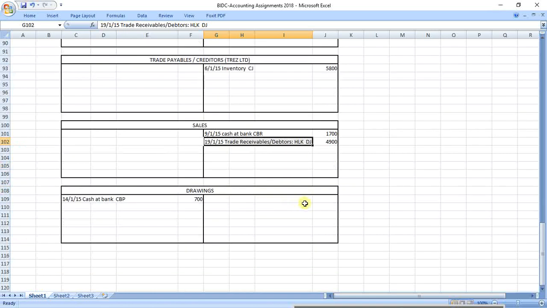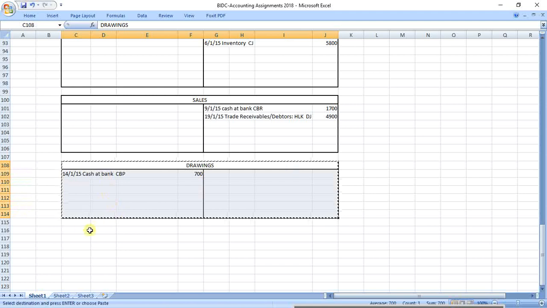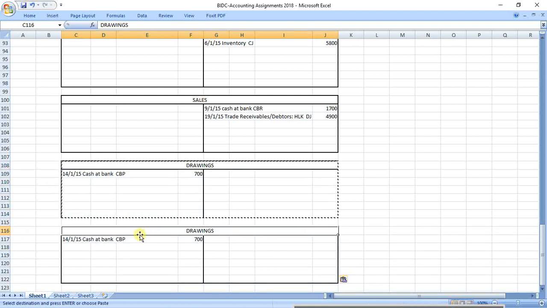All right. So do we have an account for a debtor HLK? No. So we need to create one. So you draw up a little column. So even if we had another trade payable, like another creditor, would we do a separate one because it's a different creditor? Yeah. Different creditors have different accounts.